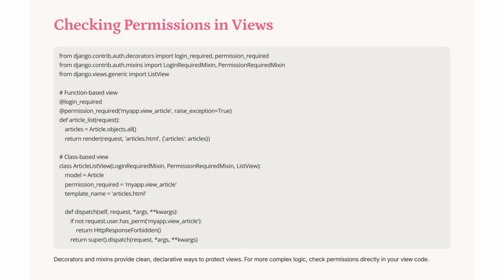In Django, checking permissions in views can be efficiently managed using decorators and mixins. For function-based views, use login_required and permission_required to ensure users have the necessary permissions. For class-based views, LoginRequiredMixin and PermissionRequiredMixin are used. These tools offer a clean, declarative approach, while direct permission checks in view code handle more complex logic.